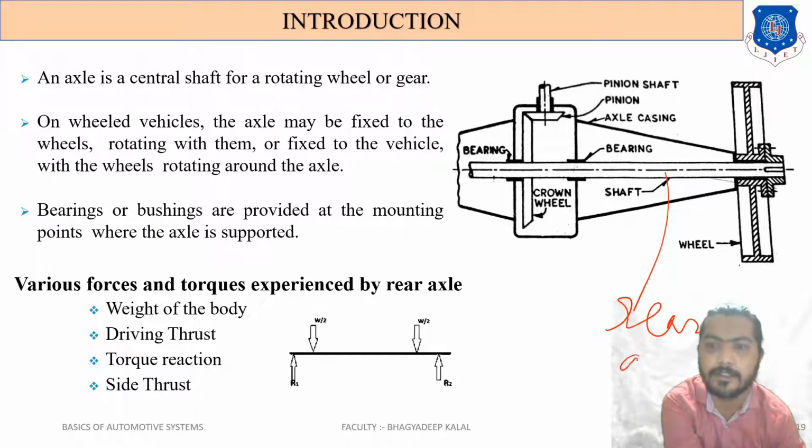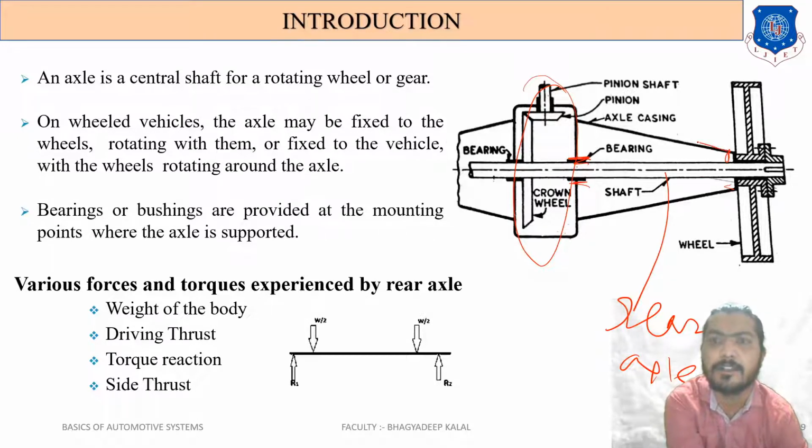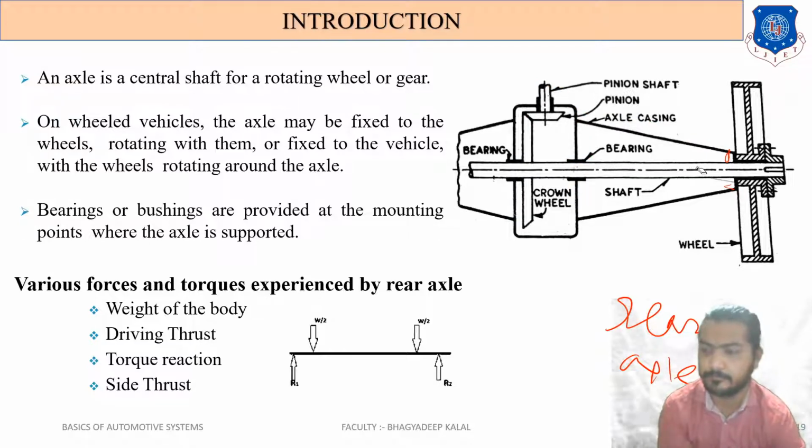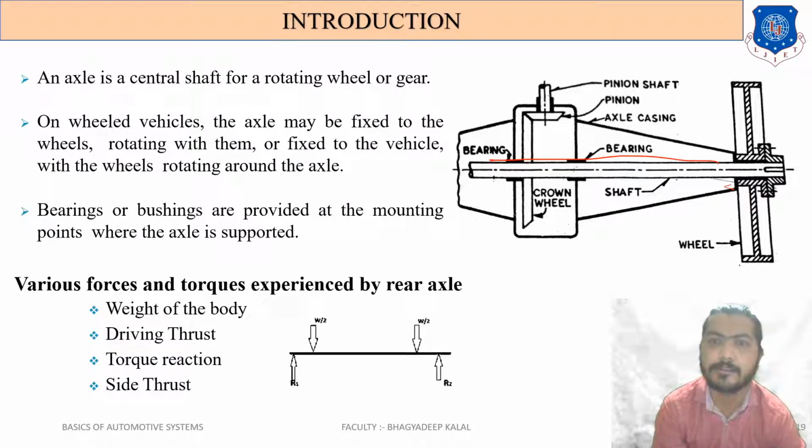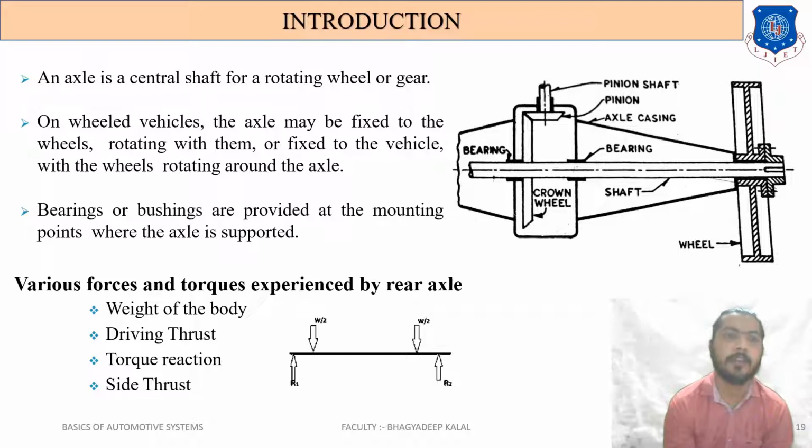This is the rear axle which is connected to the differential mechanism. This is the differential mechanism, and here we use a side gear, and this is the bearing which supports the shaft. Here also one bearing is used to support the shaft. The outer portion is known as the axle casing. This is our axle, this is our differential mechanism, where power comes from the engine, this is the axle casing, and this is the wheel. These are the diagrams of the rear axles. Bearings and bushes are provided for mounting at the points where the axle is supported.